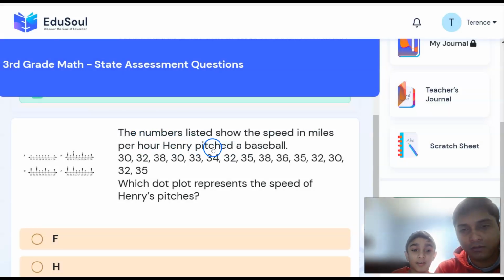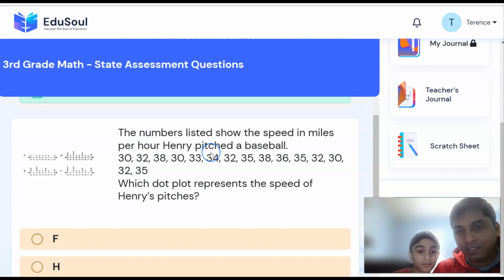The numbers listed show the speed in miles per hour Henry pitched a baseball. 30, 32, 38, 30, 33, 34, 32, 35, 38, 36, 35, 32, 30, 32, 35.